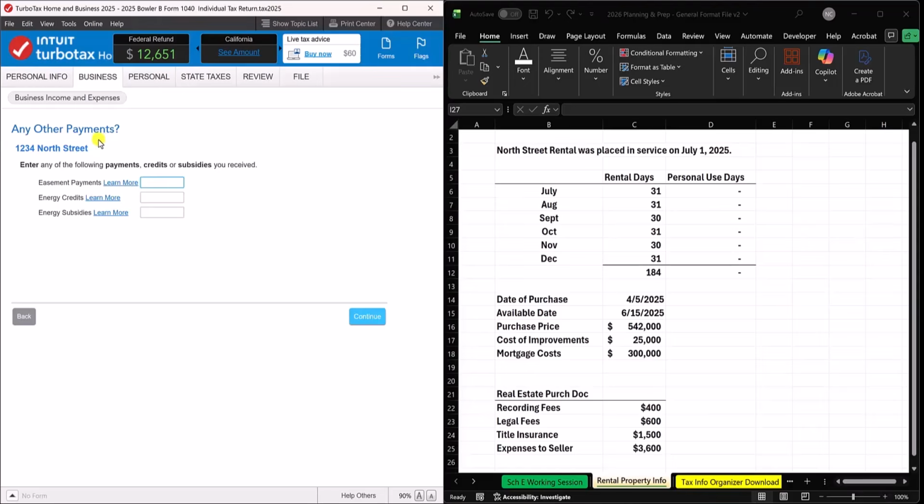Continue. Okay, any other payments? We're going to assume that none of these apply for this example, but certainly if you have easement payments, energy credits, energy subsidies, the amounts can go in here. We're going to say 0 on that.